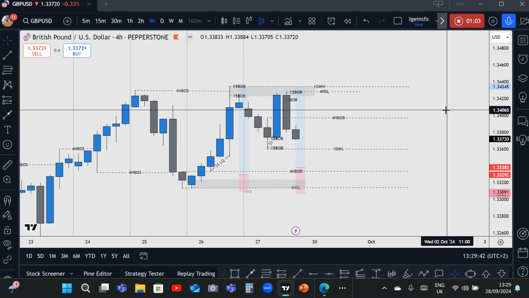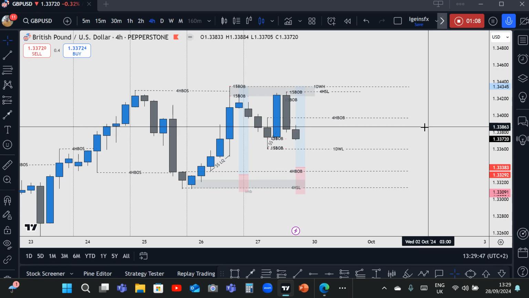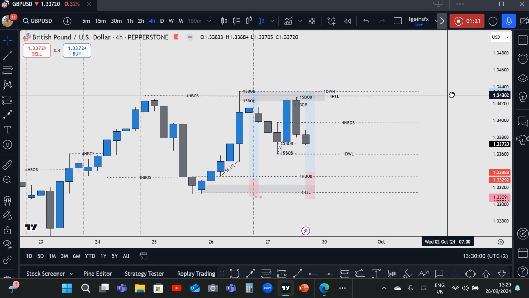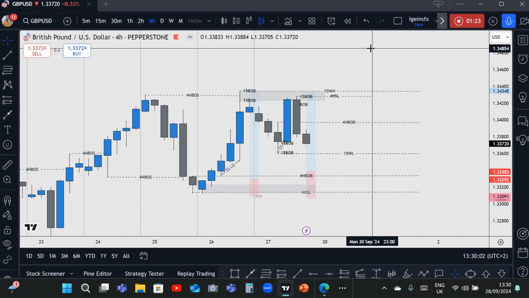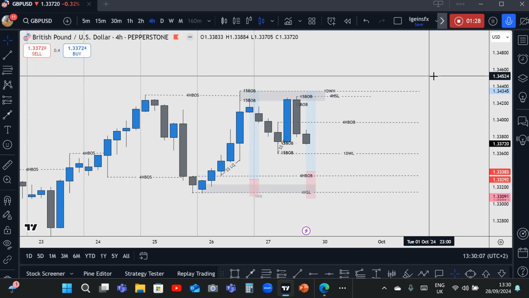When you want to start your analysis, you do what you call top-down analysis. You start from the higher time frame down to your lower time frame where you execute your trade. So without wasting much time, how I do trade, because I am a day trader, meaning that any trade that I place, I will have to close my trade before the day runs out.